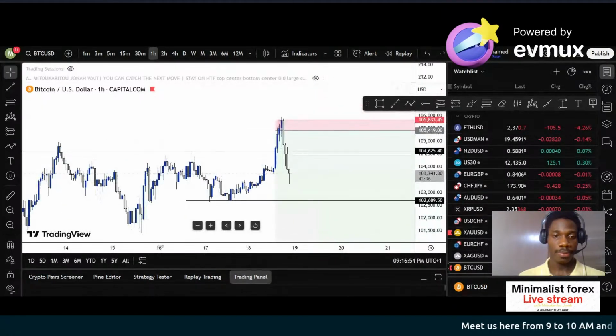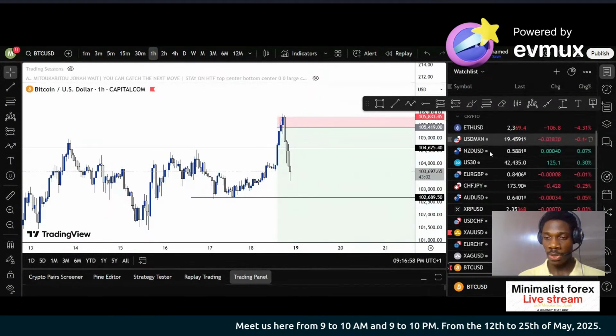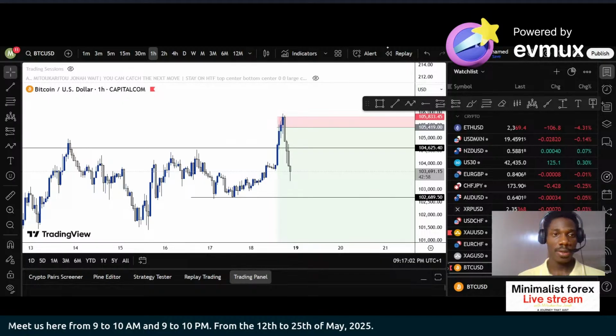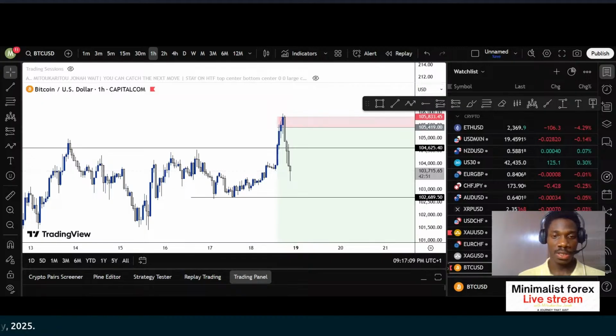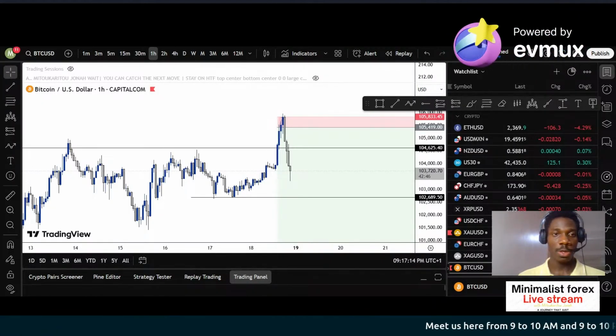So that's that for Bitcoin. The market will be opening in less than 3 hours, in less than 3 hours. So be watching out for that. Okay, so that's that about Bitcoin.